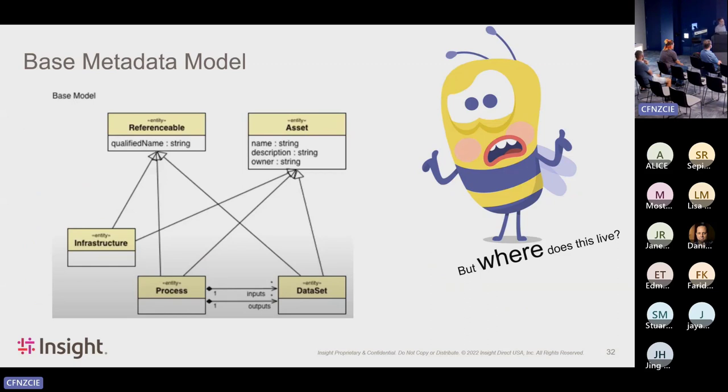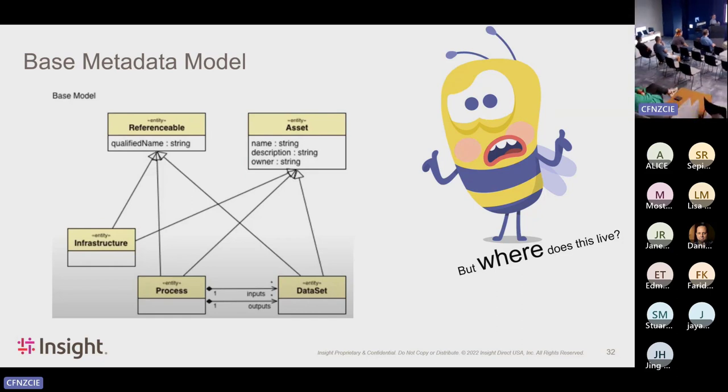So again, to be technical, this is a data model that exists, and it has, for instance, columns, databases, views, they all live in a type that's called a data set. The other most important type is a process. We'll talk about this in a second. The data set inherits from assets. So the data set typically will have a name and a description. That's what I'll show you now. There are just the minimum attributes that we need. And then referenceable, that is that unique identifier. So there's this unique key.